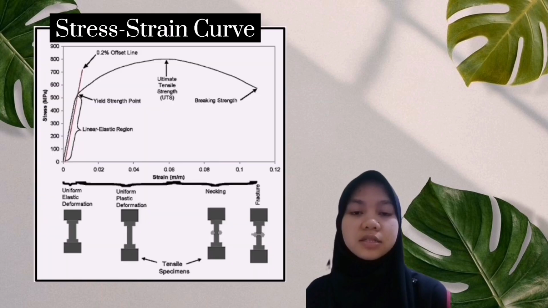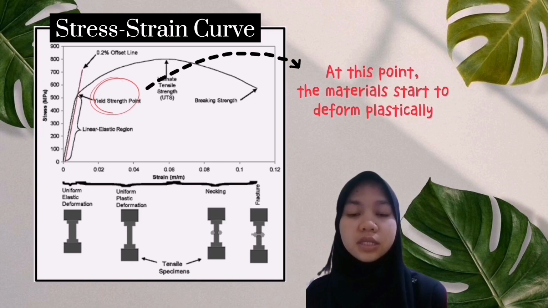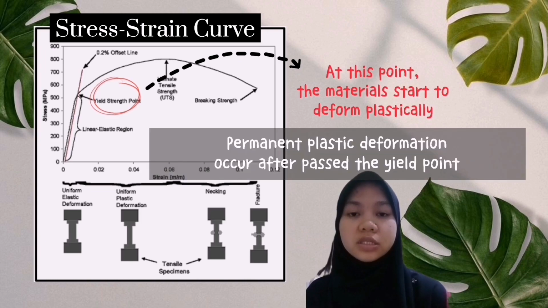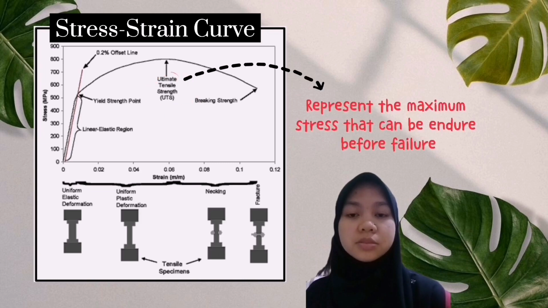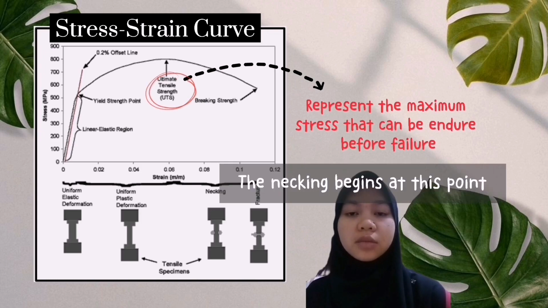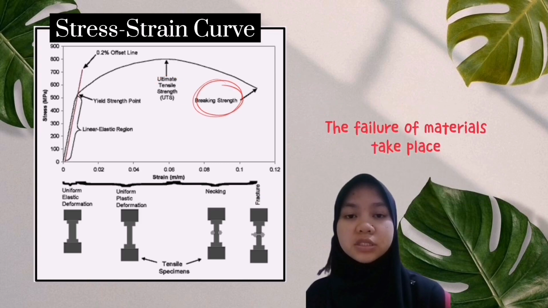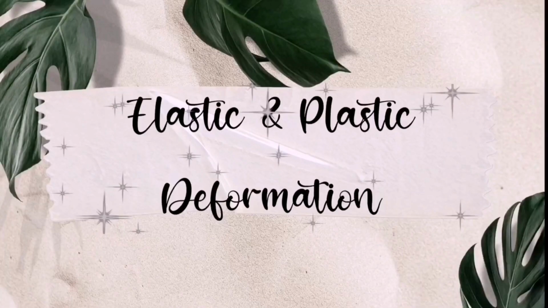From the tensile test before, we observe the stress-strain curve. First, the yield strength point. At this point, the material starts to deform plastically, and permanent plastic deformation occurs past the yield point. Then, ultimate tensile strength, UTS. This point represents the maximum stress that the material can endure before failure. The necking begins at this point. Meanwhile, at breaking strength, the failure of the material takes place. And we will proceed to elastic and plastic deformation.